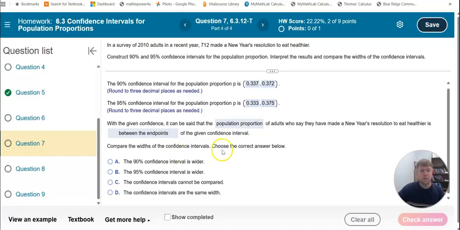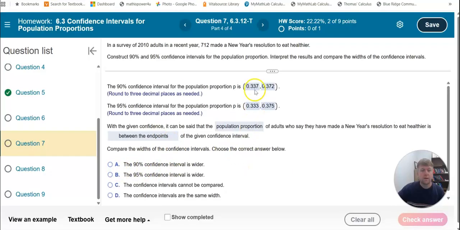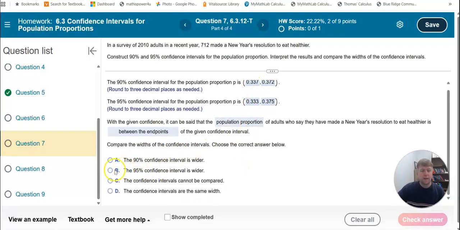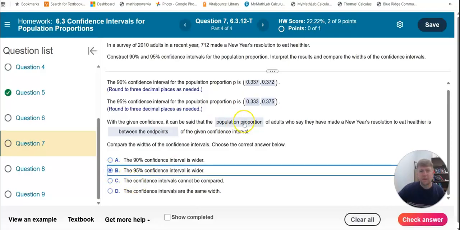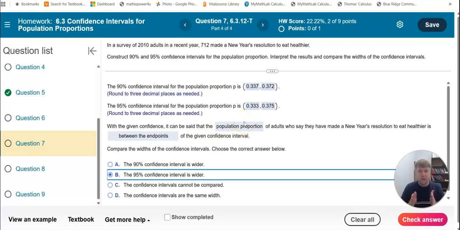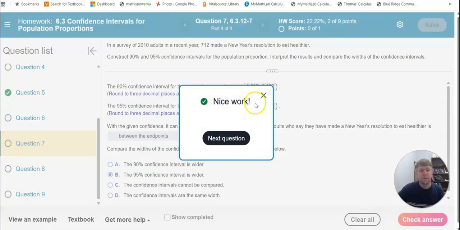All right, now it wants to know which one of these is wider. And the answer is that 95% is wider. To gain confidence, we have to go out from the center more. It's like a net. If you want to catch 90% of the fish, you need a net this big. If you want to catch 95% of the fish, you need a net that's bigger. So we need a wider confidence interval to increase the percentage likelihood that we have the population proportion captured in there. So it would always be the higher percent is the wider interval.